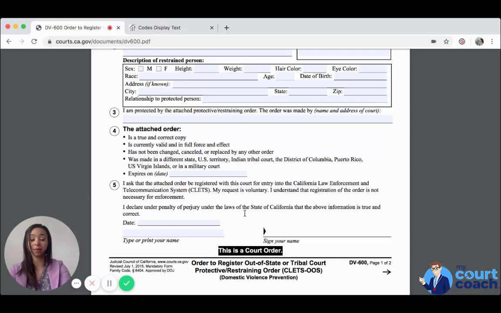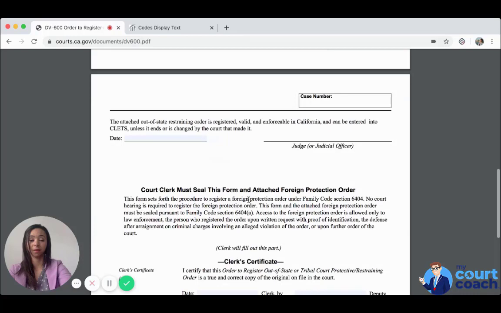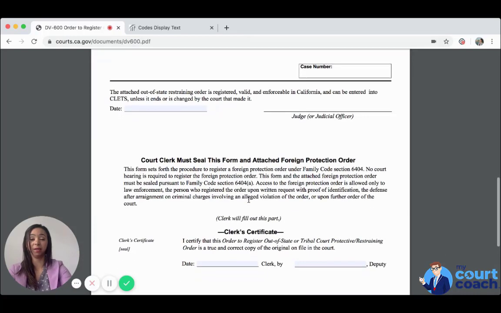You're declaring under penalty of perjury, under the laws of the state of California, that the above information is true and correct. So it's as if you're in front of a judge certifying that everything you've stated, including the out-of-state protective order, has not been altered, and it is in fact out of state, and it is a current valid order. Then you're going to date it and sign it. So that's your request. The second page is essentially the order.